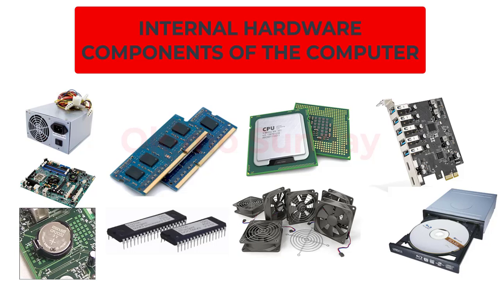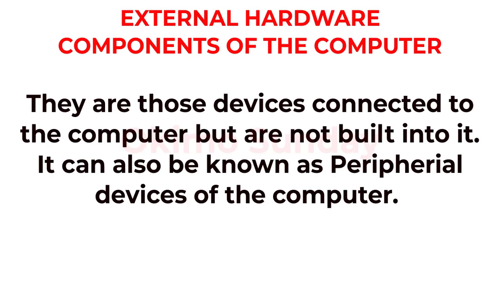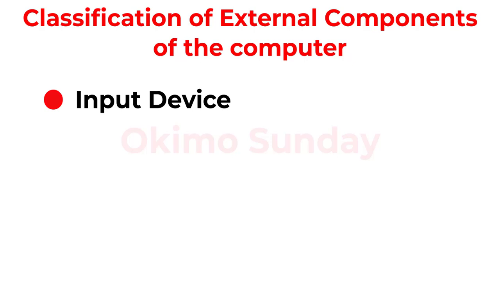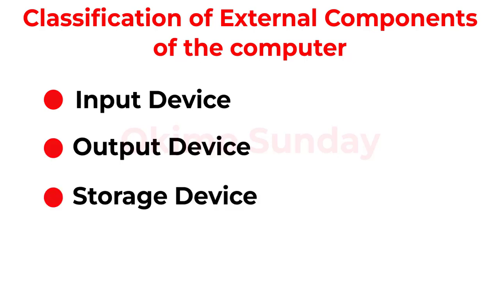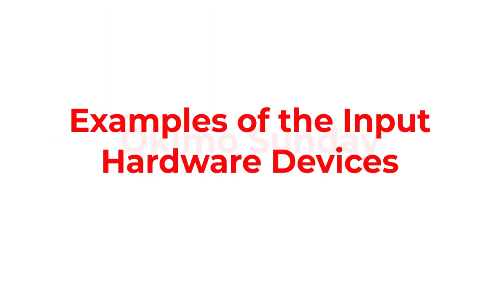Let us look at the external hardware components of the computer. The external hardware components of the computer refer to those devices that are connected to a computer but are not built into it. You may also refer to them as peripheral devices of the computer. They can be attached to the USB ports of your computer. They are classified into three: the input device, the output device, and also the storage device. Let us look at the input hardware devices of your computer.